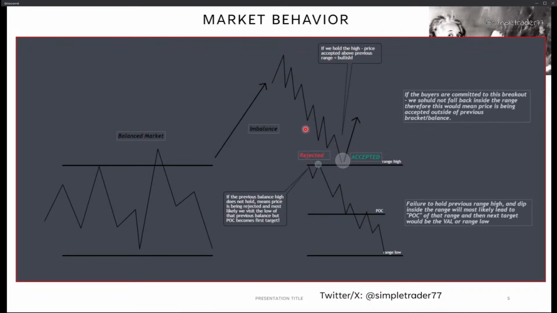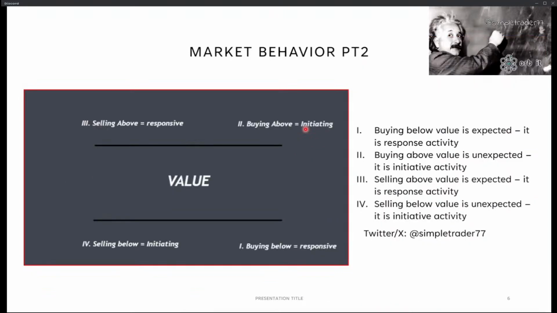So in terms of participation, hopefully you guys are connecting the dots. When you have value, selling above is responsive. Buying above is initiating, and this is not expected here. You don't expect people to start buying above the value. When you're starting to buy in above value, there's one critical thing you have to pay attention to. And what is that?